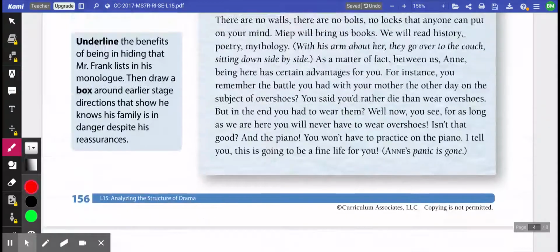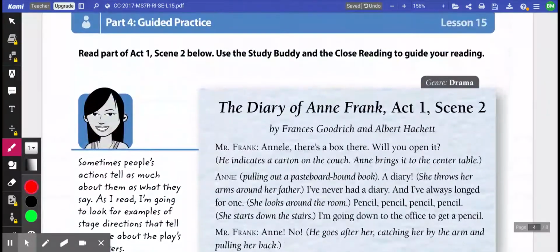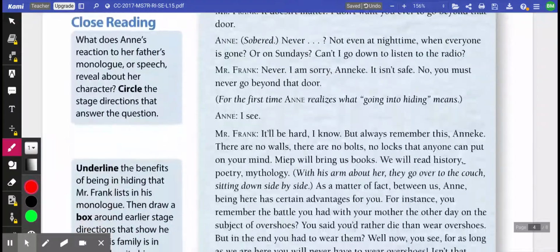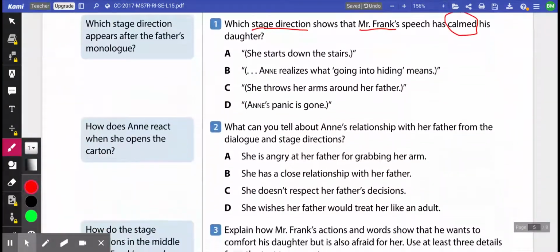So we're going to go back up here and I'm going to make a note to look for stuff that calms Anne. Okay. So that's question number one. That's what I need to find. Now I'm going to go look at question number two.